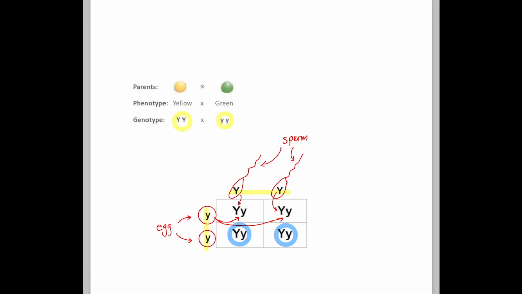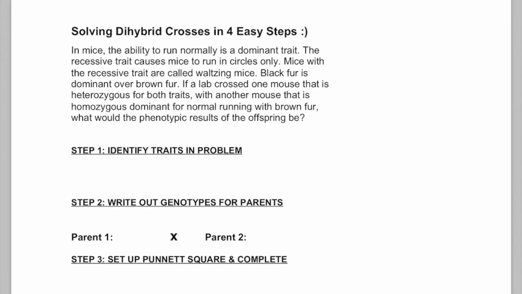Now, it is important for me to state that dihybrid crosses are crosses that involve two different traits. These two traits are on different chromosomes. They're not linked together on the same chromosome. Therefore, they are capable of independently assorting during gamete formation. Here is a sample problem that we are going to use to go over how to solve dihybrid crosses in 4 easy steps. Step 1, identifying traits.